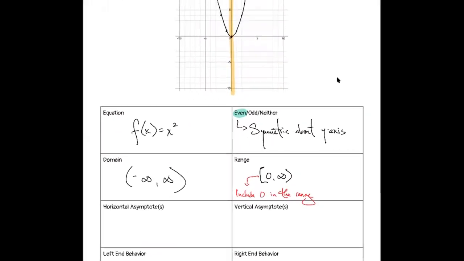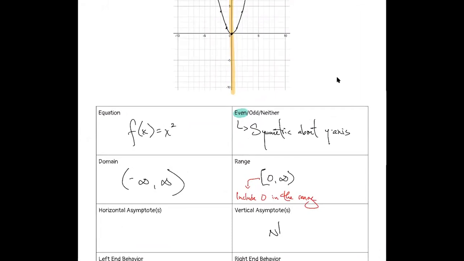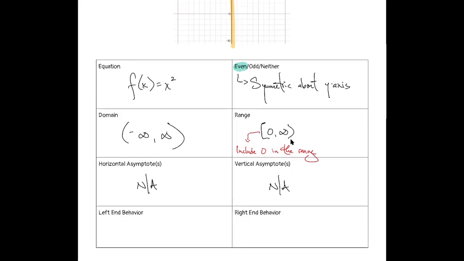All right. So Richard said there is no vertical asymptote. I would agree. It doesn't go straight up at any point. And then with the horizontal asymptotes, does it flatten out as we go side to side? No, it doesn't flatten out. So we also have no horizontal asymptote.